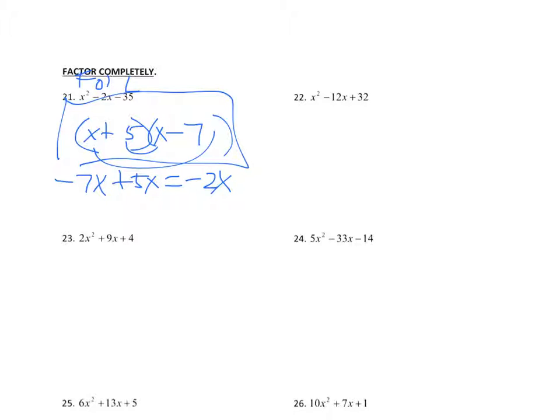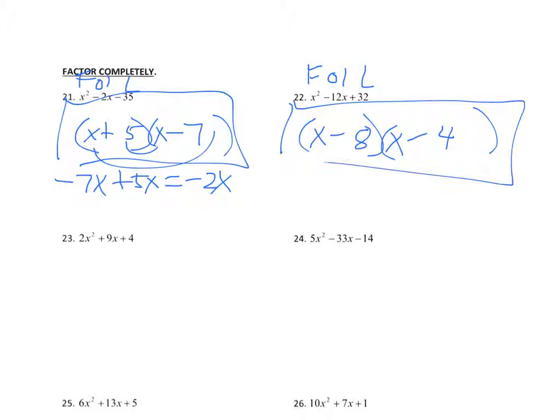For this next one, there's no GCF, so we'll have x and x for our first. But to get that positive 32, we need a double negative. And we can have it as 8 times 4 is 32. And then outer is negative 4x, inner is negative 8x, so together negative 12x, and it's factored. And this one, since there's no GCF, we can go to 2 parentheses and make FOIL work. So 2x times x is 2x squared.